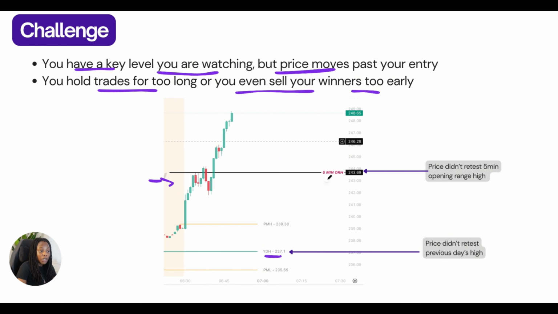And if you're also someone like me that likes to trade the 5-minute opening range high, break and retest, it did not give you an entry either. So instead of sitting there like, oh man, I have missed this trade, or maybe trying to chase the move, I'm going to show you how you can still take the trade and manage your position.